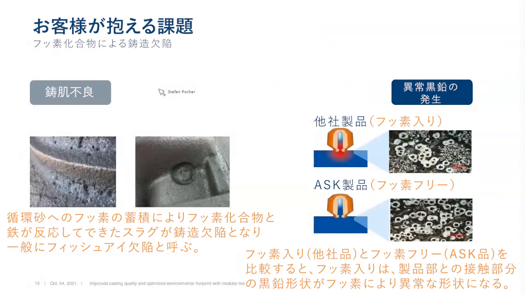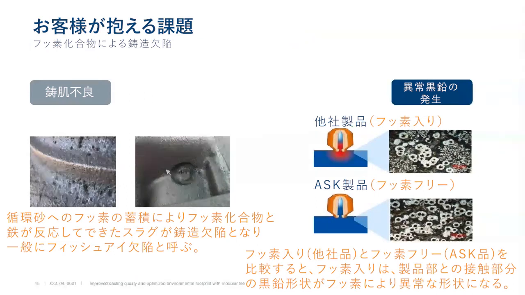So the most important effect is that if you have a high fluorine content in the sand, in your molding sand, what happens quite often in green sand molding lines is that the fluorine from the riser is accumulated in the sand. When you cast the metal, you can get a reaction between the liquid metal and the fluorine coming from the sand, and you have a kind of slag building, which creates these surface defects, which you can see here on the left picture.